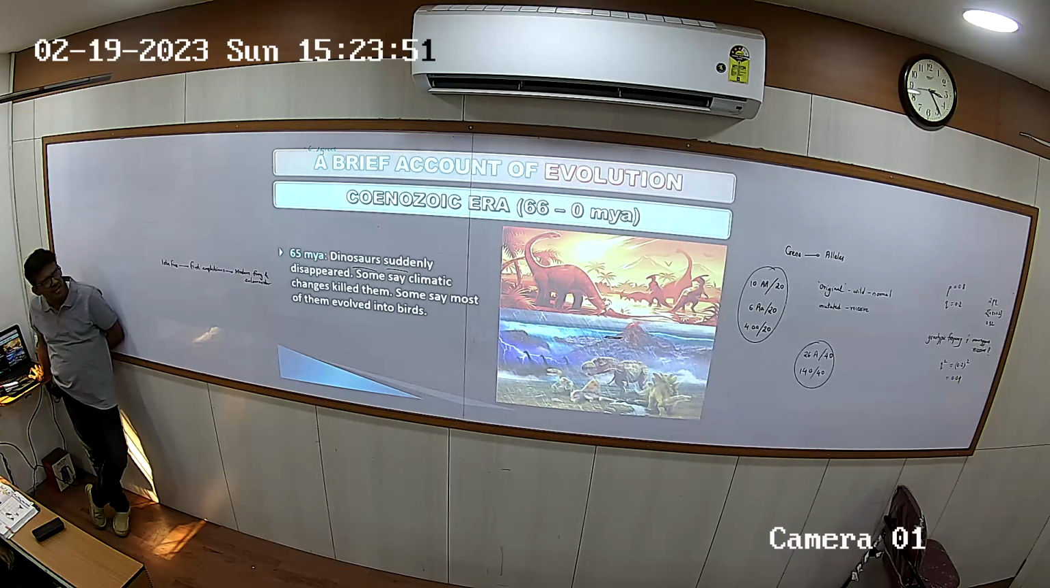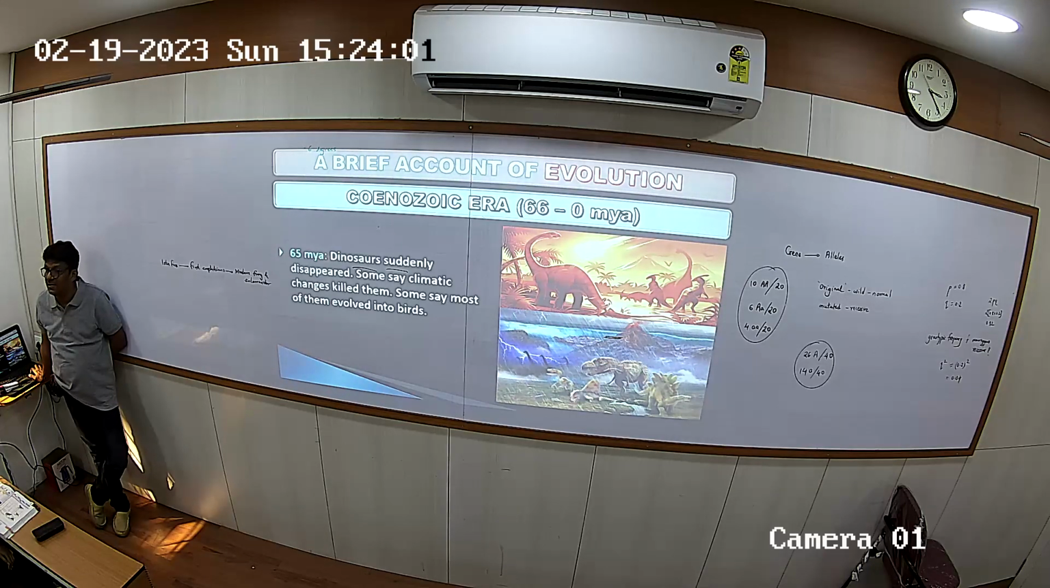65 million years ago, dinosaurs suddenly disappeared. Some say climatic changes killed them. There is no real reason known, and it may not be one reason. It could be multiple factors responsible for the extinction of dinosaurs.